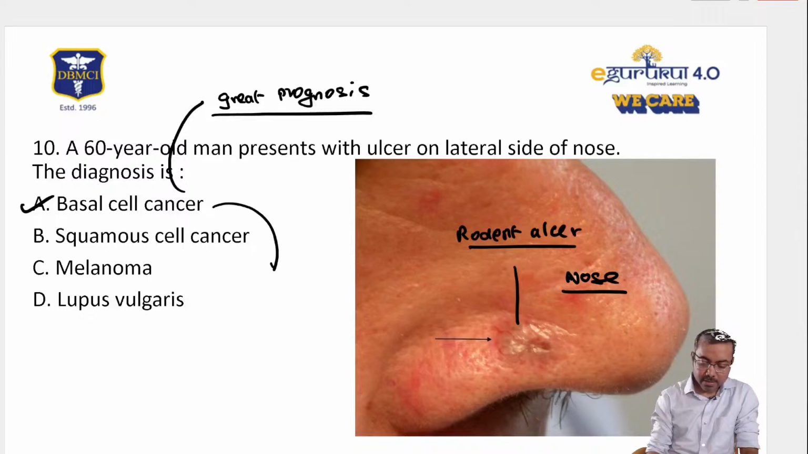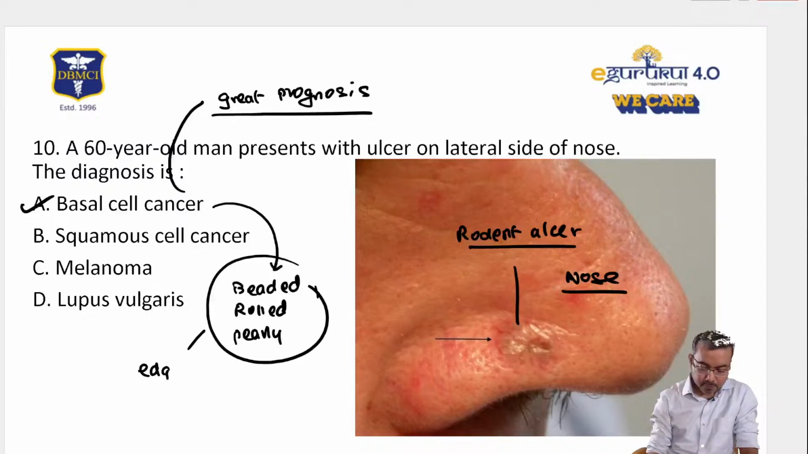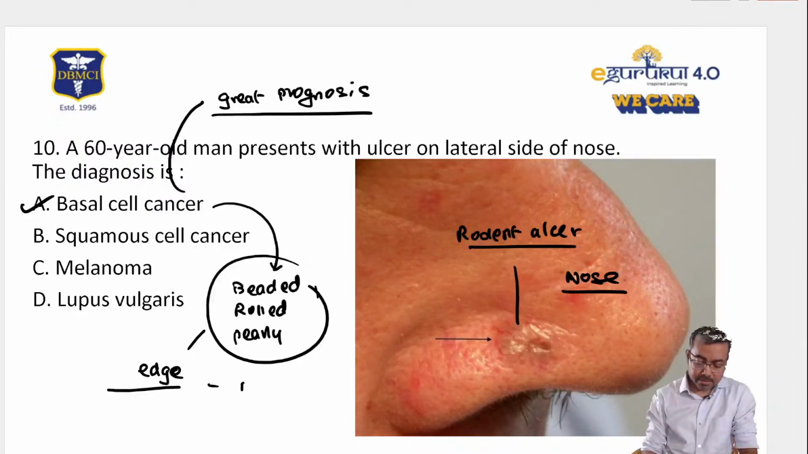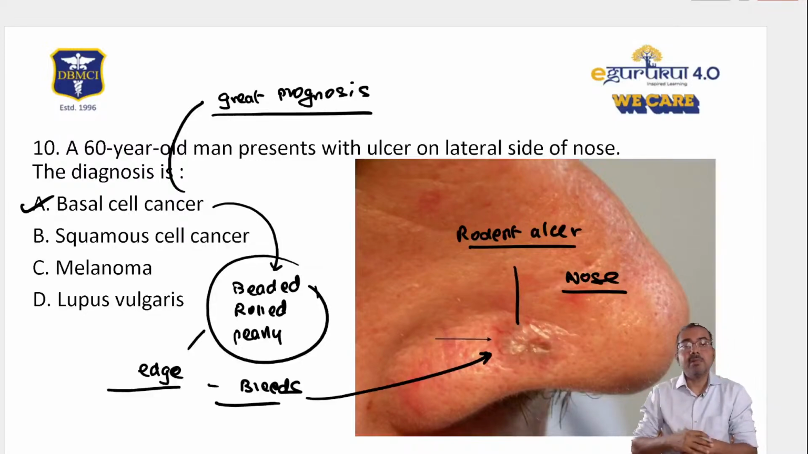And always remember the edge: beaded, rolled, pearly. This might be a revision for some of you, but it's okay, we can even revise. And it bleeds, because there is a lot of vascularity and it can bleed quite a bit. That's called typical BCC.